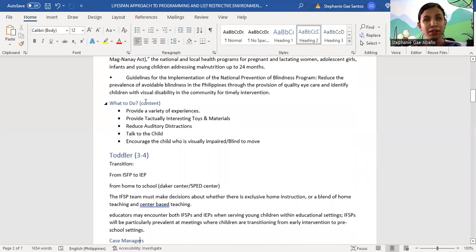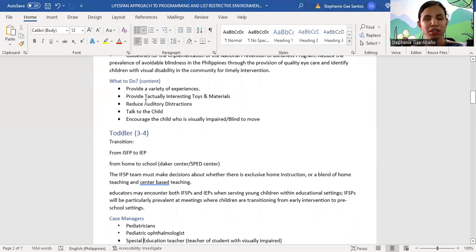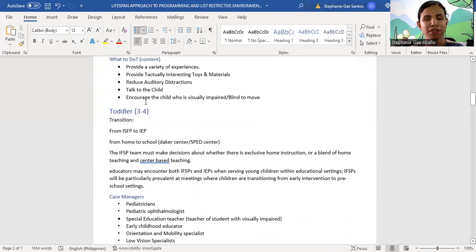In this stage, childhood educators may encounter both IFSP and IEP when serving young children within educational settings. IFSP will be particularly prevalent at meetings where children are transitioning from early intervention to preschool setting. So at this time, the early educator meets the two plans, the IFSP and the IEP, because the transition happens. So who are the case managers and implementers at this juncture, or at this age of the child? We have the pediatrician, the ophthalmologist, SPED teacher, early childhood educators, orientation and mobility specialist, low vision specialist, and the family.